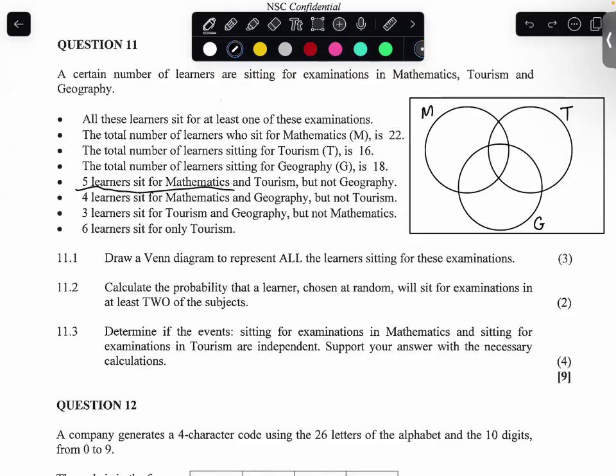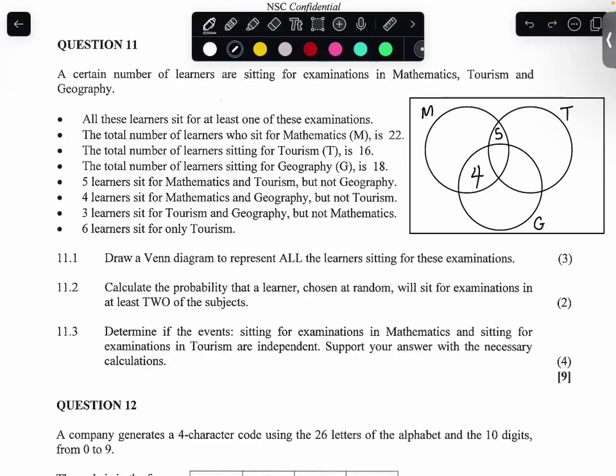It says 5 learners sit for mathematics and tourism, but not geography. So the overlap between mathematics and tourism is here, but they're talking about just mathematics and tourism, not geography. So this is 5 learners here. 4 learners sit for mathematics and geography. Overlap between mathematics and geography is there, but not tourism, meaning not including tourism. That's 4 of them, just for mathematics and geography. Had I put it in this whole area, well, we'll get to an example like that, right?